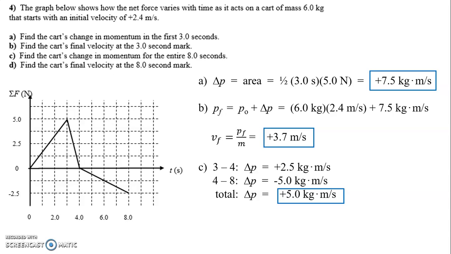Then for letter D, we're going to follow a similar process, finding the car's final velocity. Go ahead and try it on your own. And you should get a final velocity of positive 3.2 meters per second.